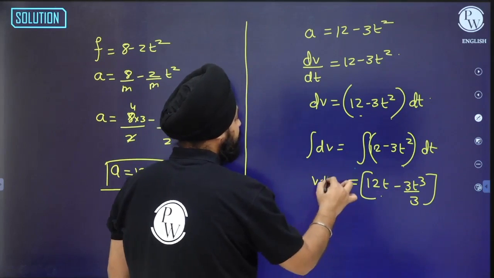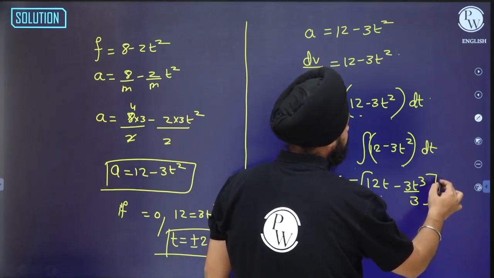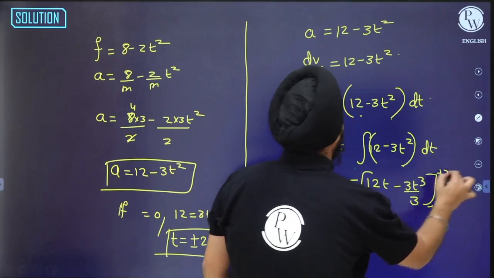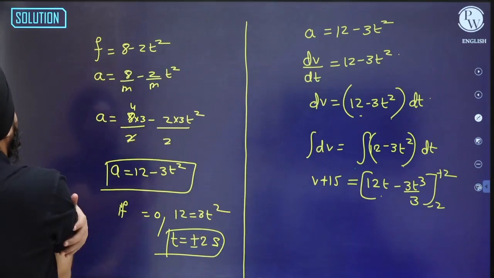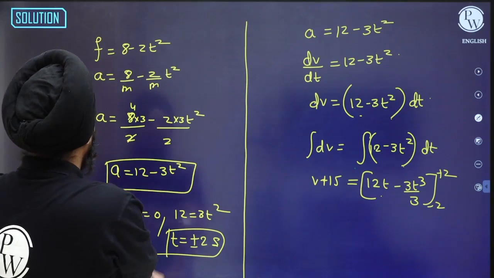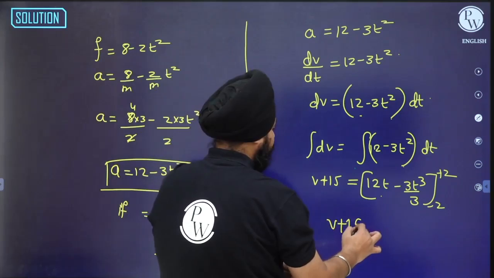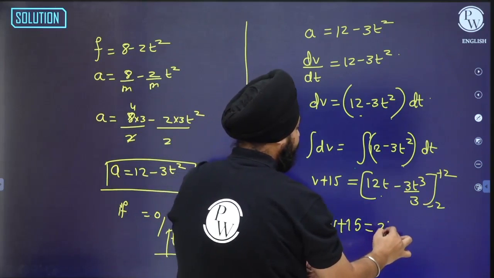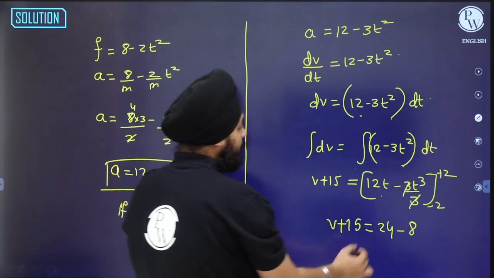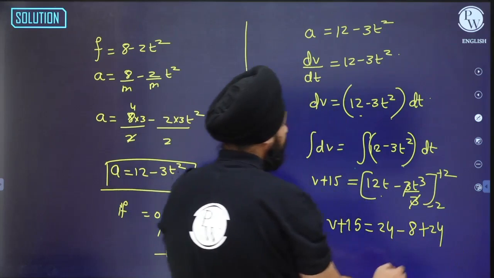Here it will be v plus 15, and the limits here would be minus 2 to plus 2. Acceleration is 12 minus 3t square. So here v will be equal to 15, and that is 12 twos are 24 minus 3 threes cancel, 8. 24 minus 8, minus, plus 24.